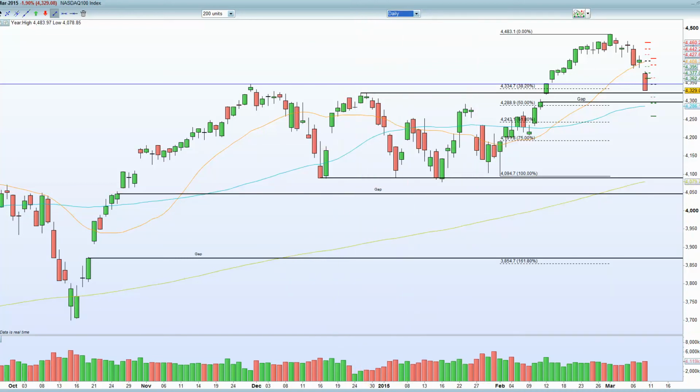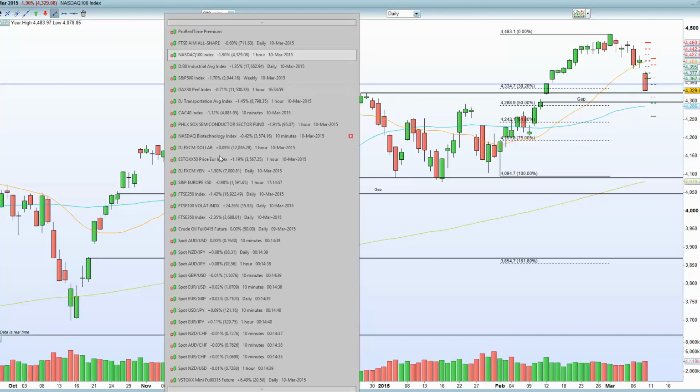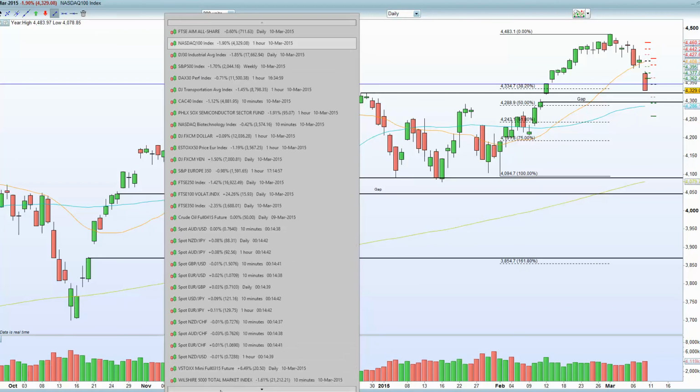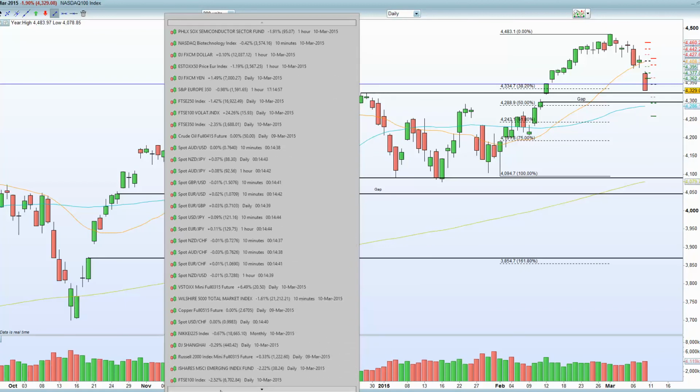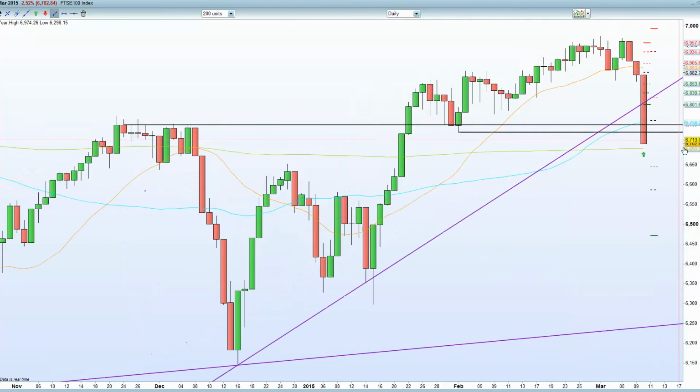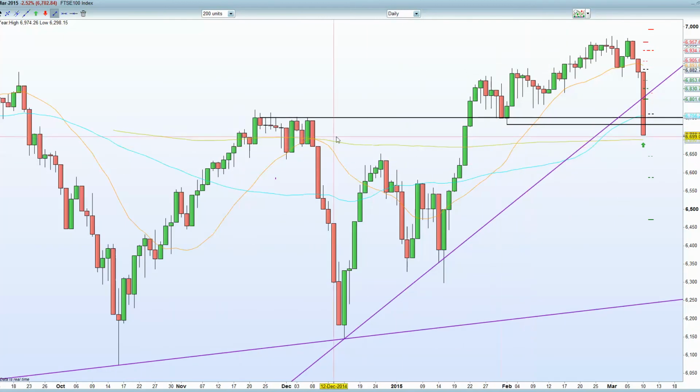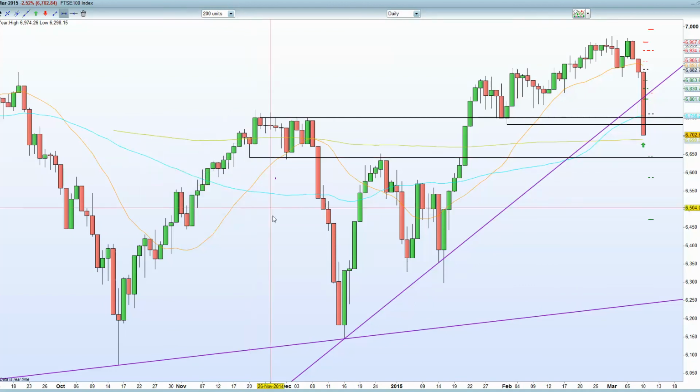Okay, going forward. Now, let's go back to the FTSE 100, because it's important that you understand those two indices in order to understand the FTSE. The FTSE itself approaching its 200 MA, which is at 6690, so therefore that will be a solid support. Okay, we have this level here, which is 6640 or 6650.